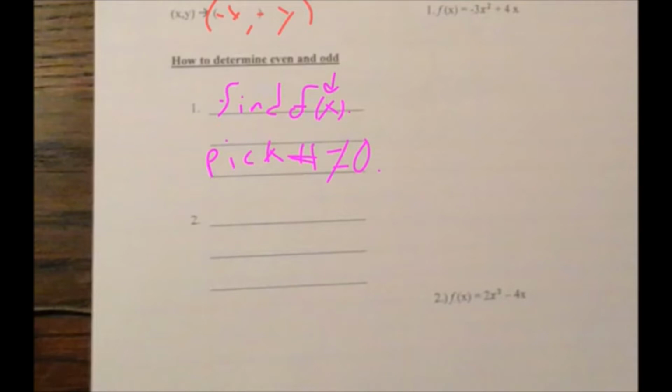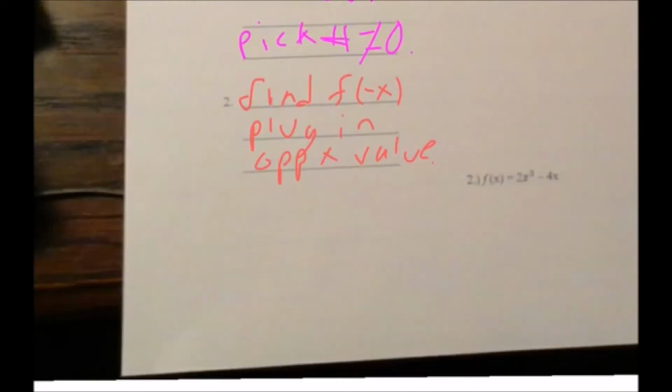Secondly, after you do that and pick a number and you solve for f of that number, you will find f of negative x. So what we do here is we plug in the opposite x value that you picked from step 1.